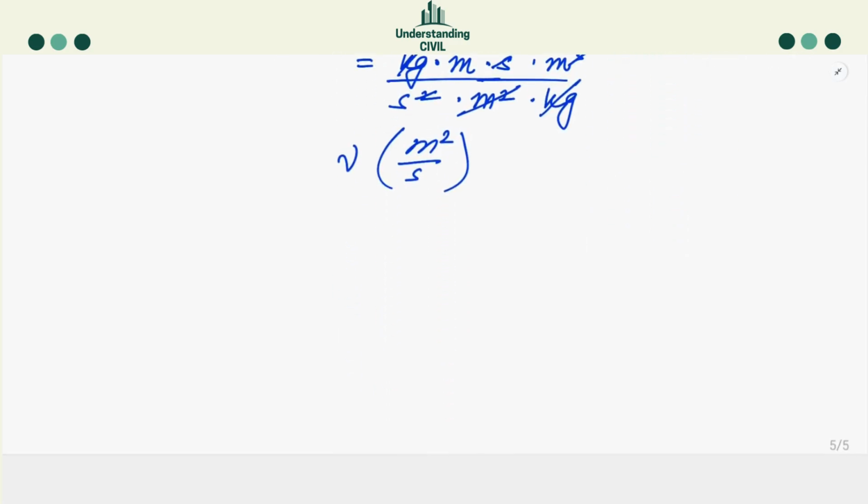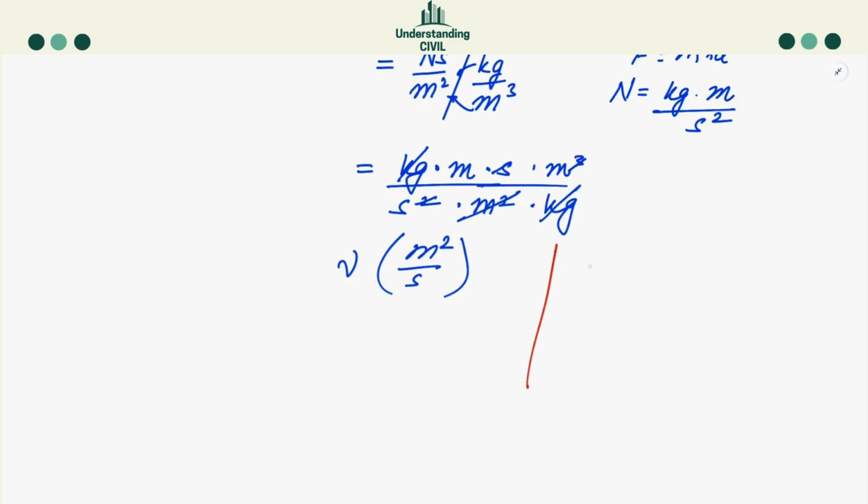Similarly, as with the dynamic viscosity, the kinematic viscosity used to have a unit of Stokes, and 10 to the power 4 Stokes is equal to 1 meter square per second. This conversion is also important. A good practice sheet of numericals will be uploaded with the upcoming lecture.